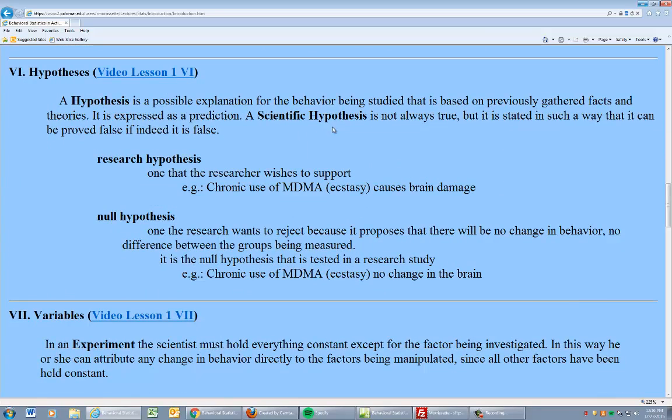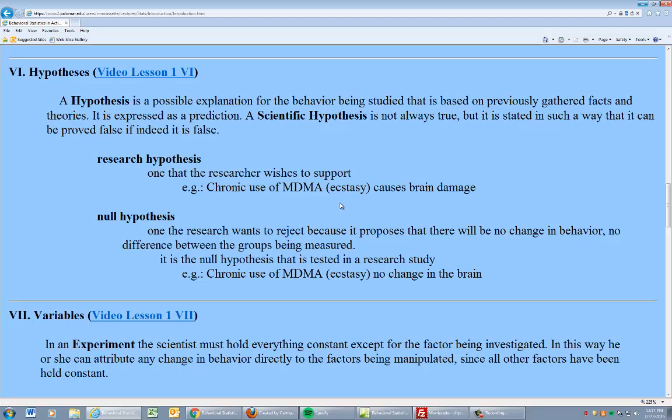A scientific hypothesis is usually a direct statement, not an educated guess. Something like chronic use of ecstasy, or MDMA, causes brain damage. Notice it's a bold, direct statement. There's no question mark at the end. Okay? The reason for that is because science sets out to test this false. That's how statistics are used.